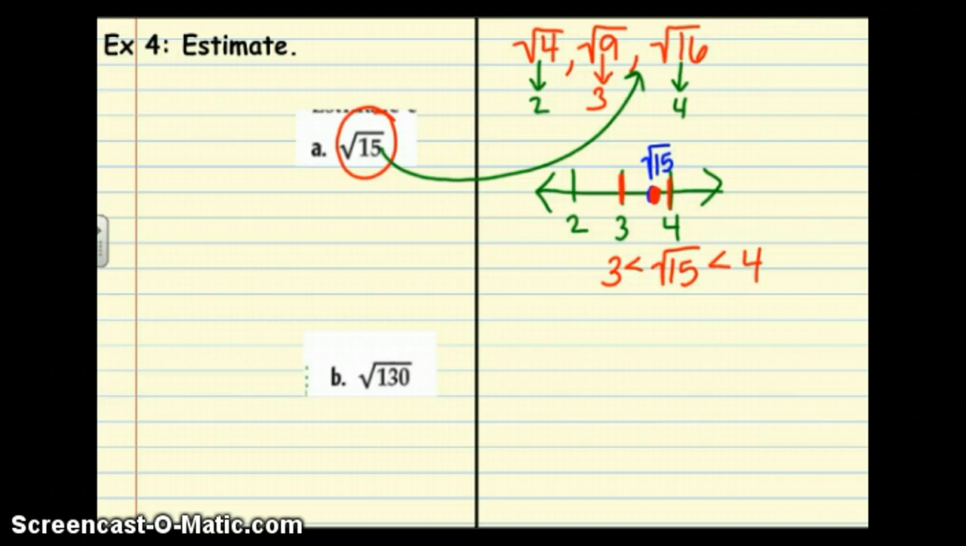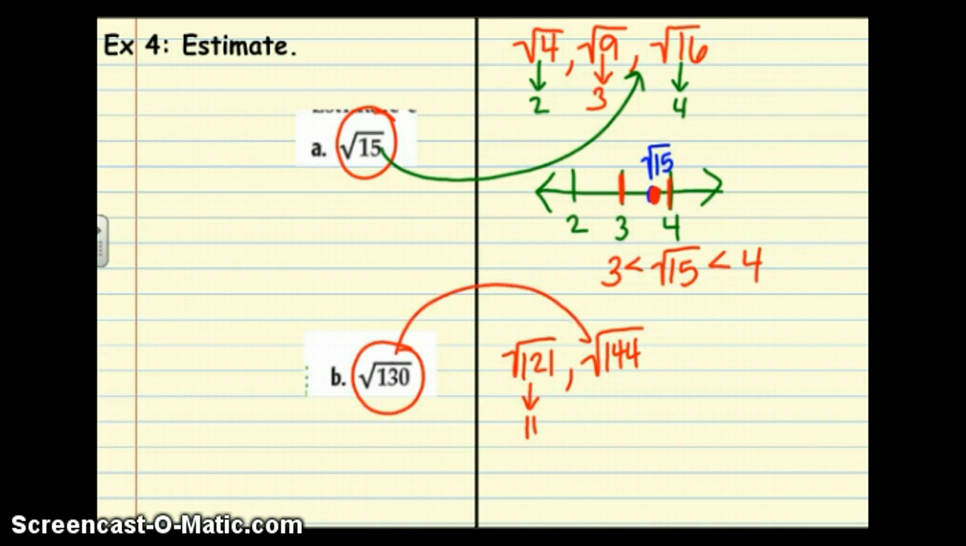We can do the same thing for 130. So we need to find some perfect squares that are around 130. We talked about 121, which we know is 11 in the last example. And we also know that 12 times 12 is 144. So the square root of 144 is also a perfect square. And check that out, 130 falls right in between there. 130 is a little bit closer to 121.